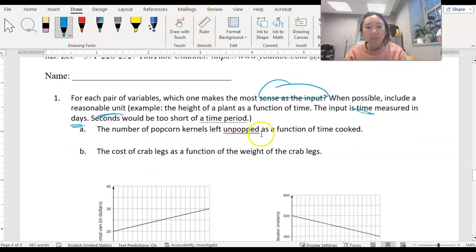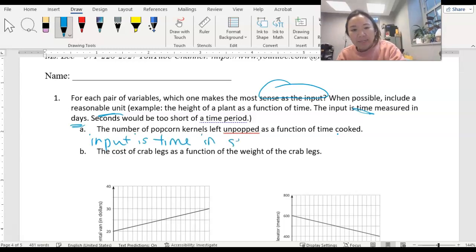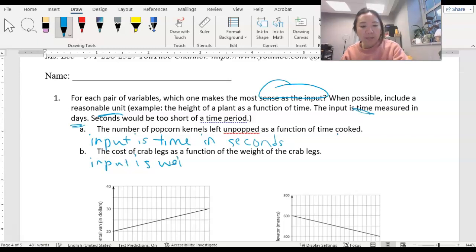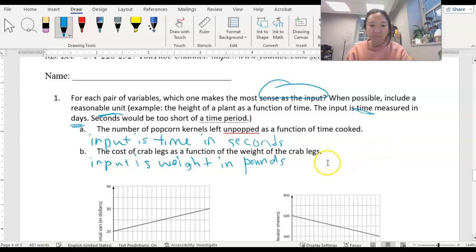So the number of popcorn kernels left unpopped as a function of time. The input is time in seconds. And I'm going to say seconds because it takes approximately a minute or maybe 2 minutes to cook popcorn. And so how much is left would be best measured in seconds because it's a pretty small and short amount of time. The cost of crab legs is a function of the weight of crab legs. So in this case, the input is weight. And usually we measure crabs in pounds. You could potentially do ounces if they are small crab legs.